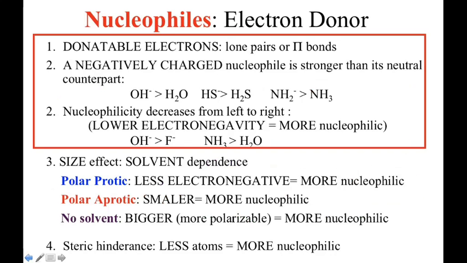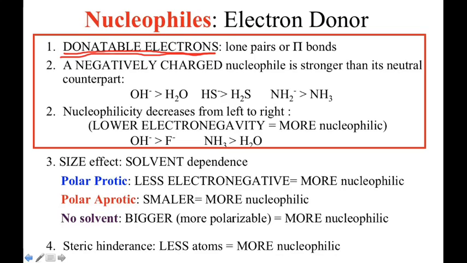Okay, so let's see if we can continue on. So our nucleophiles, I made some edits to our slide. The primary change that you should notice would be our first rule. First rule, we need to donate electrons. We have to have donatable electrons.